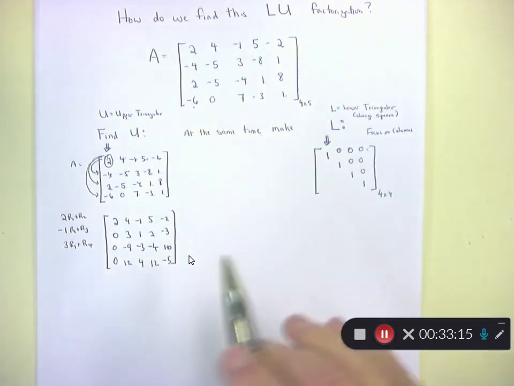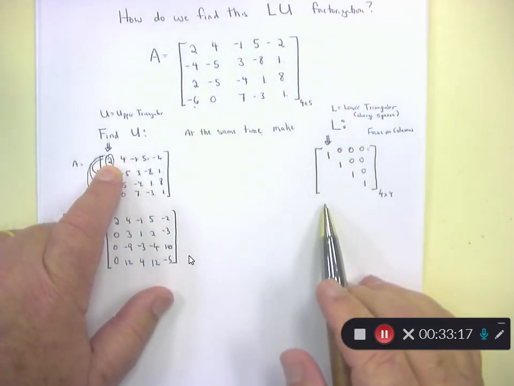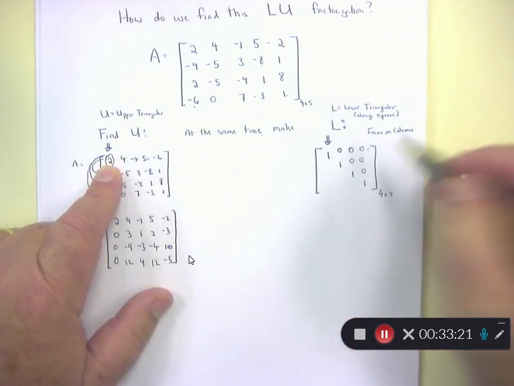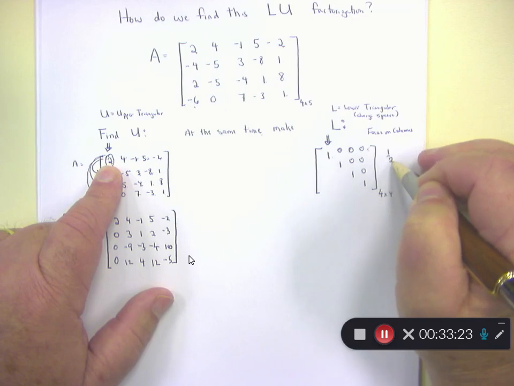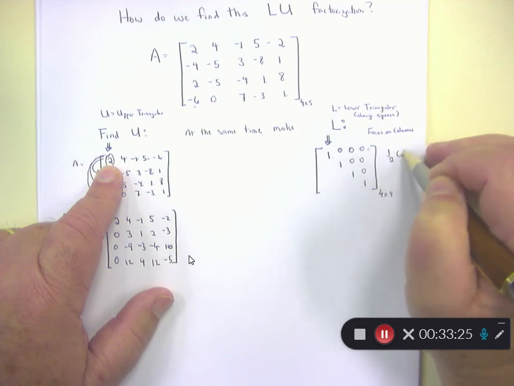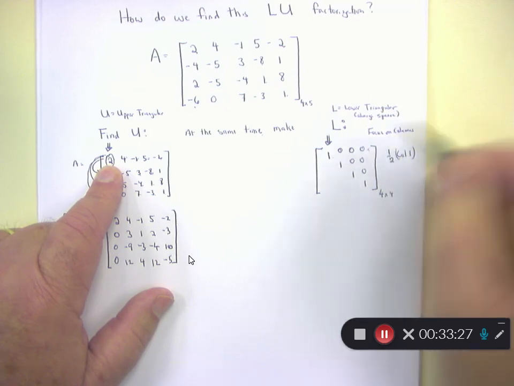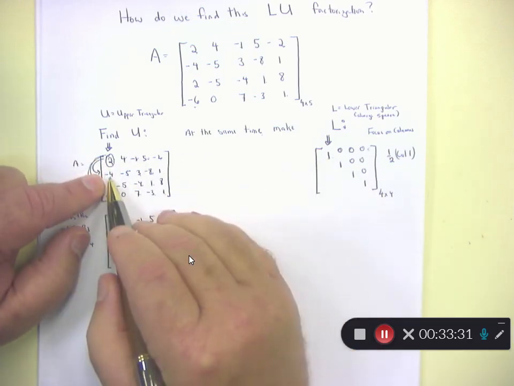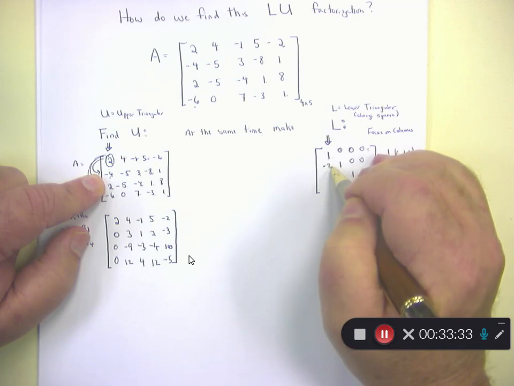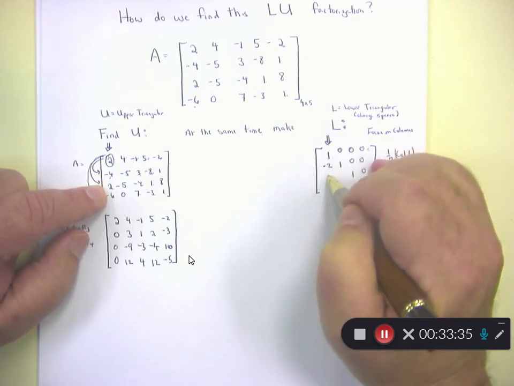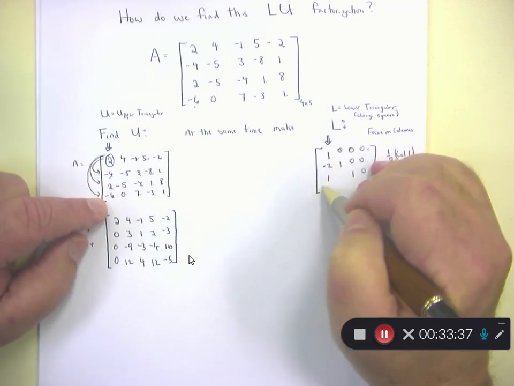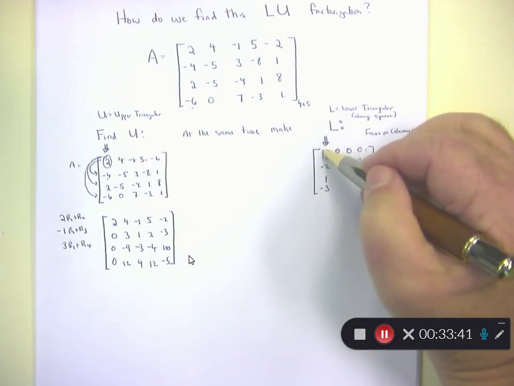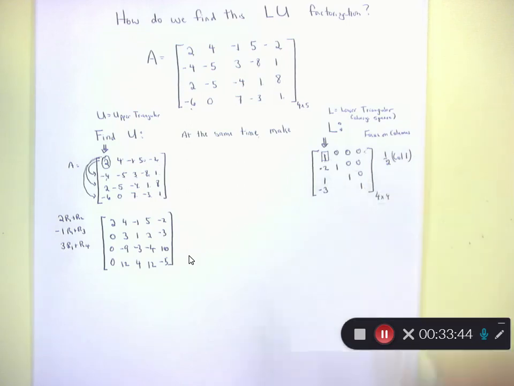Now, you see this was a 2. How do I convert a 2 into a 1? Multiply 1/2 times column 1. Does that make sense? What's half of 2? 1. What's half of negative 4? Negative 2. What's half of 2? 1. What's half of negative 6? Negative 3. And I just got my first column on this thing. Does that make sense?